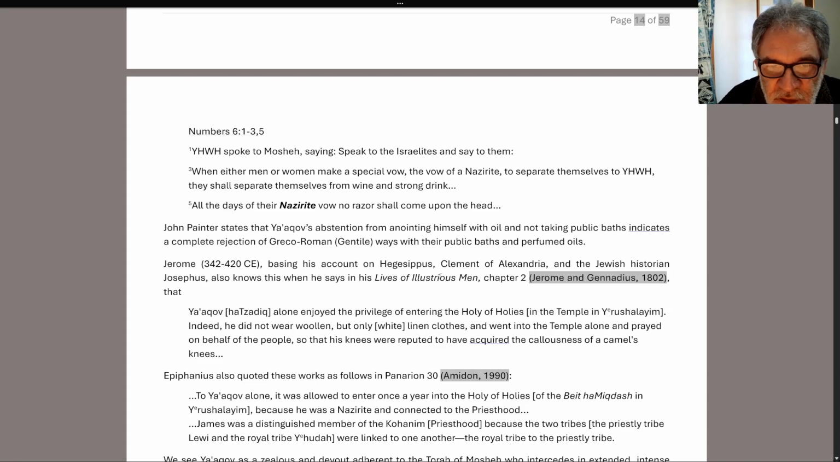John Painter states that Yaakov's abstention from anointing himself with oil and not taking public baths indicate a complete rejection of Greco-Roman Gentile ways, where there were public baths and perfumed oils and so forth. The Midbar tradition, the wilderness tradition, the Rechabite tradition, the Bedouin-like tradition of these people were exceedingly skeptical about all such pampered ways and self-indulgence. What the old Marxists would have called petit bourgeois self-indulgence.